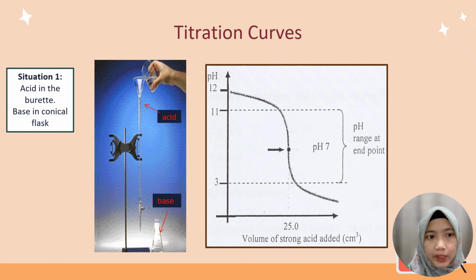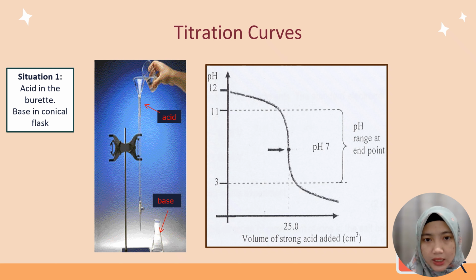The first one is when the burette contains acid while basic solution is placed in the conical flask. To draw the titration curve, it must be drawn as pH versus the volume of the titrant, which is the volume of the solution that is placed in the burette. For this case, the titrant is acid, so we need to put volume of acid added. And then we put the unit. It can be centimeter cube or it can be milliliter, depending on what unit is given in the question.